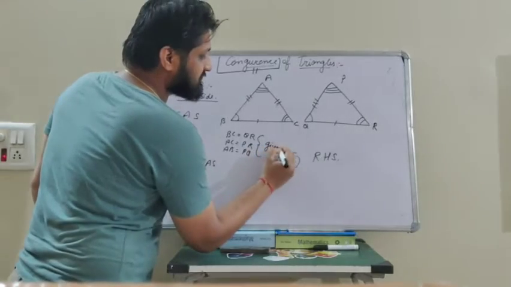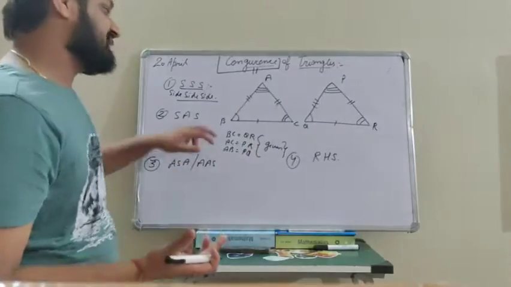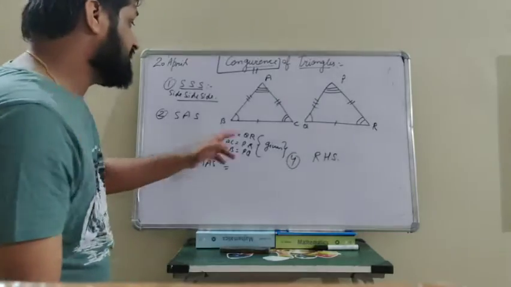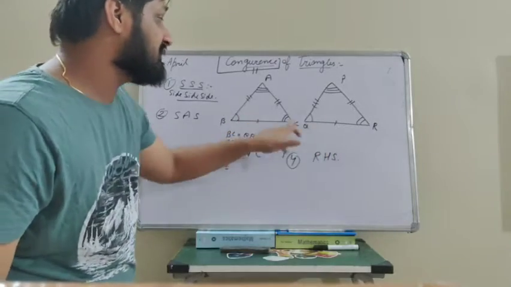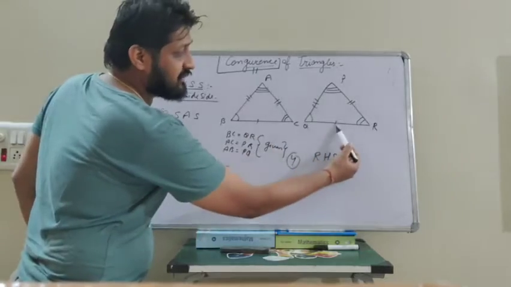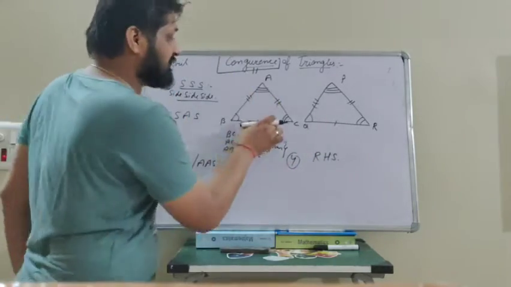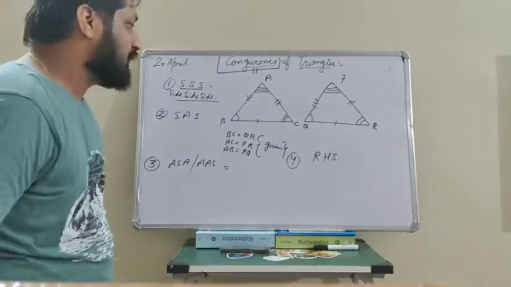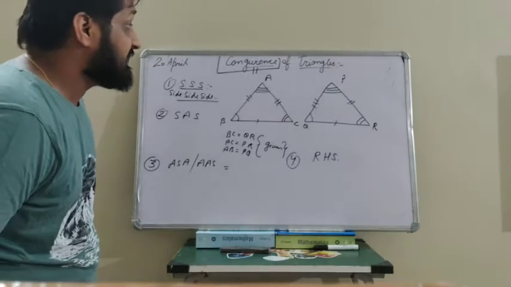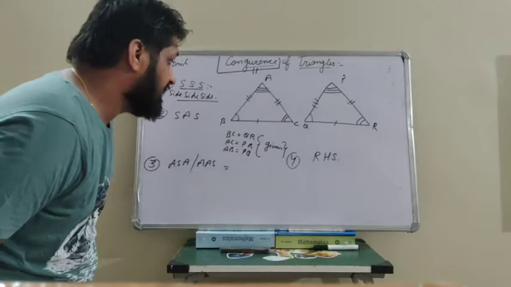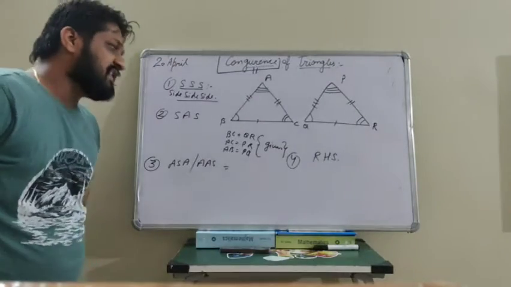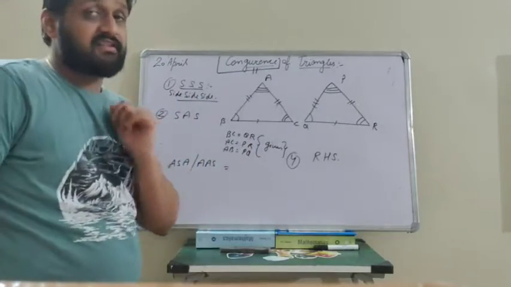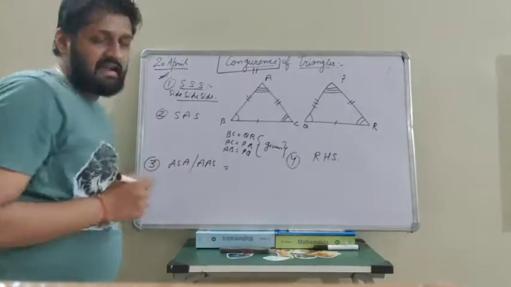Because these two triangles are given to us, we can say that these three are equal to each other. Three sides are equal to each other. And why have we taken BC equal to this, why not this? Because here one dash is there and it is also represented by one dash, so identically we can say BC will be equal to QR, similarly AC will be equal to PR, and AB will be equal to PQ. So these are the three conditions that are given to us. All the three sides are equal to each other. We are discussing the first criteria, that is SSS, side, side and side.